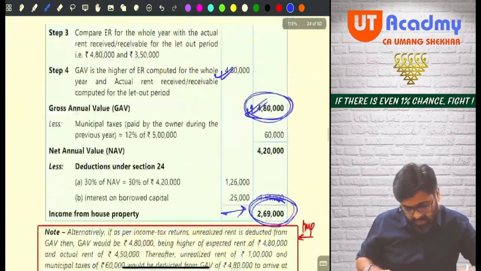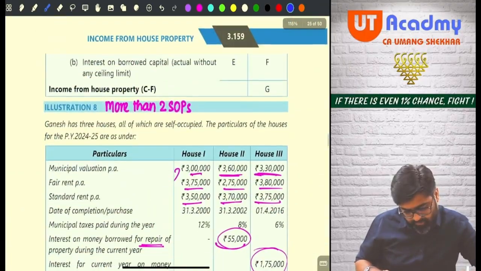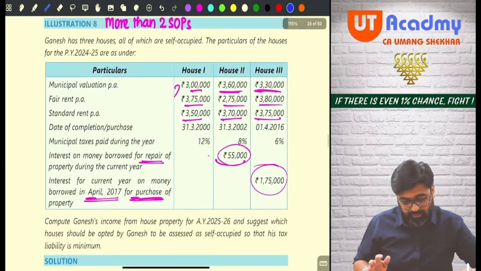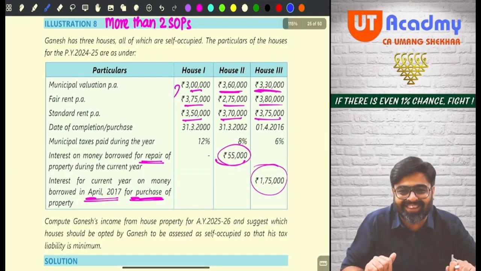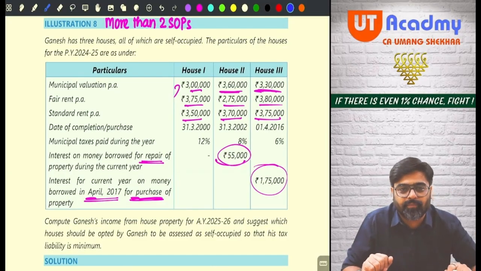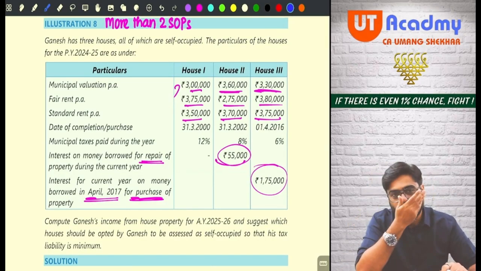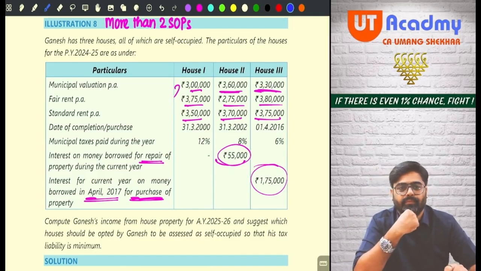Okay, now it is partly let out, partly self-occupied. More than 2 SOPs. This is a very interesting question. Mark this question important. Start solving.